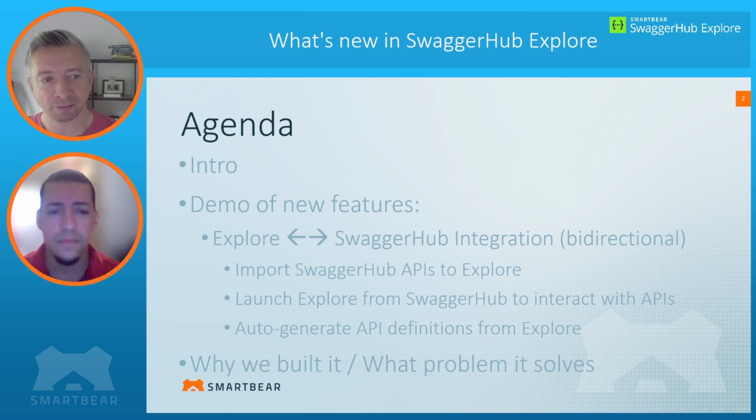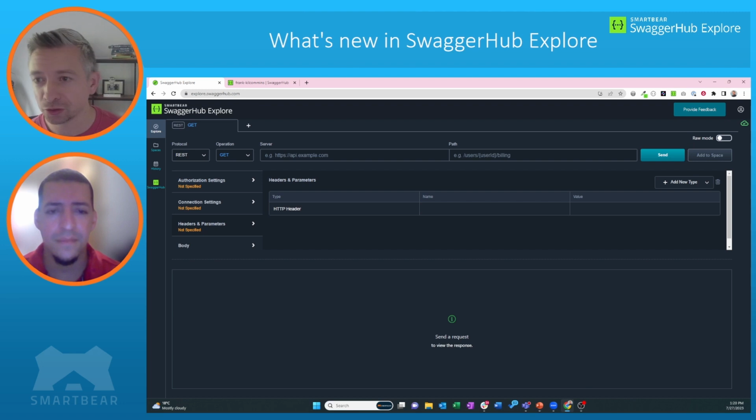And we also have a very nice capability in Explore to be able to automatically generate API definitions from transactions that you've already executed or persisted as a space connection. Okay, so jumping straight over.